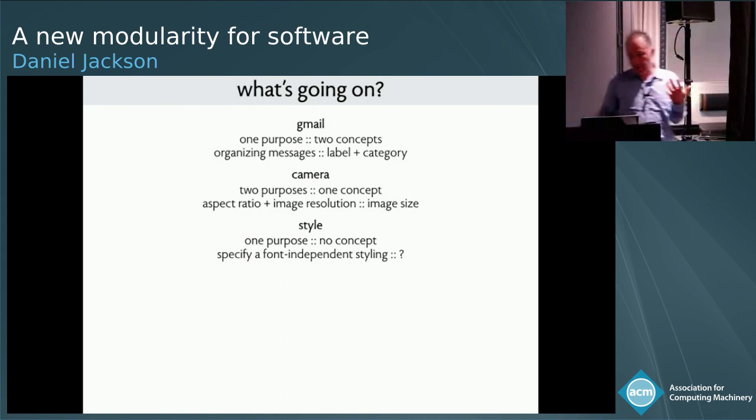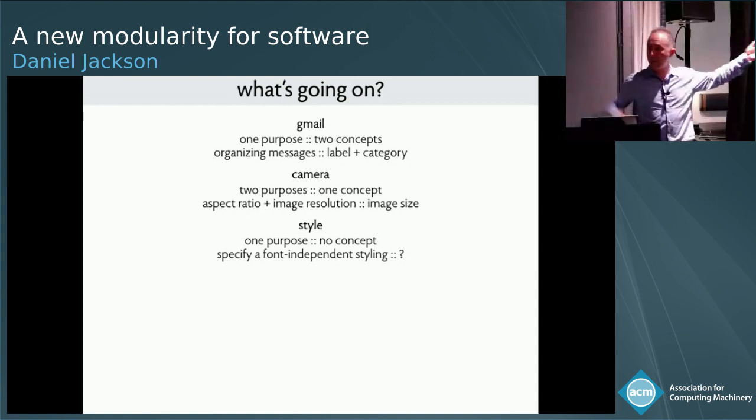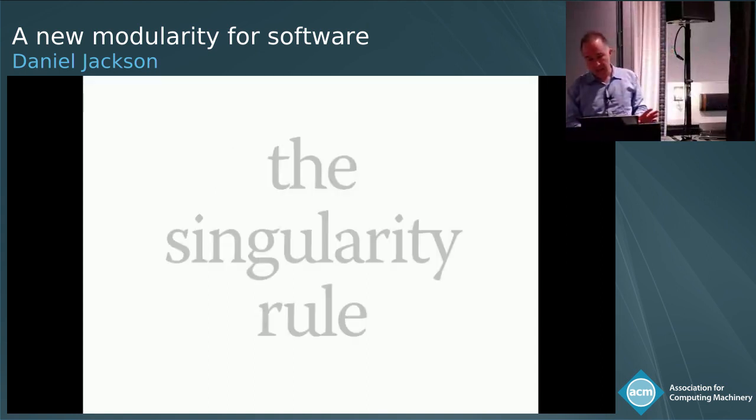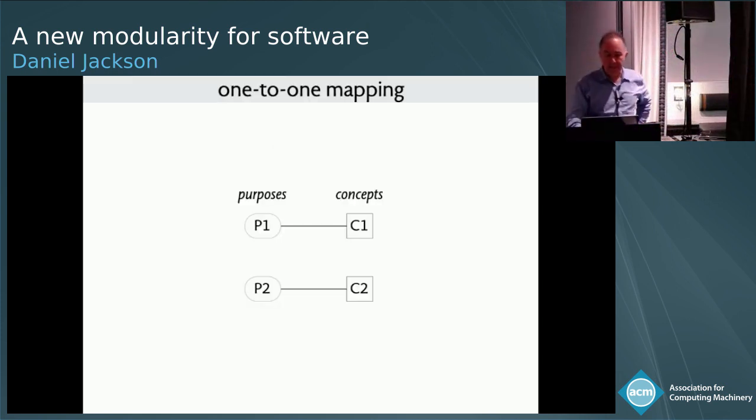In the case of style, the InDesign style, essentially the problem is that there was a purpose, and the purpose was essentially to specify a font-independent styling, but there was no concept there of a kind of subfamily to support it. And so that leads me to this idea that I call the singularity rule, that what you should have is a one-to-one mapping between purposes and concepts.